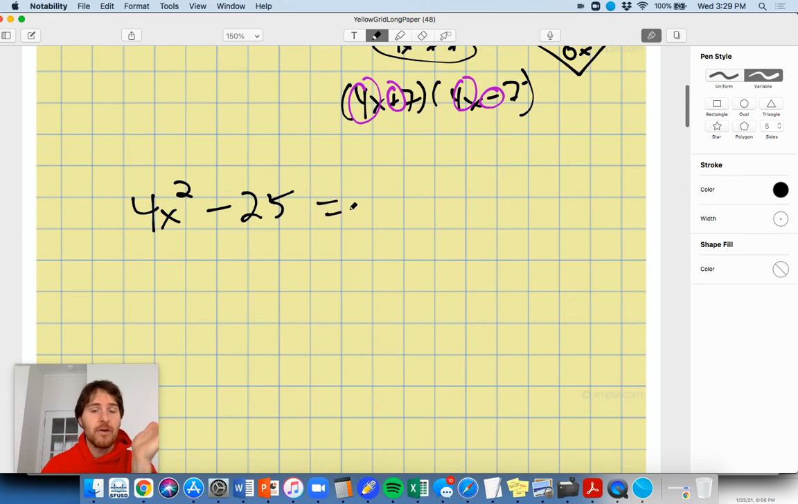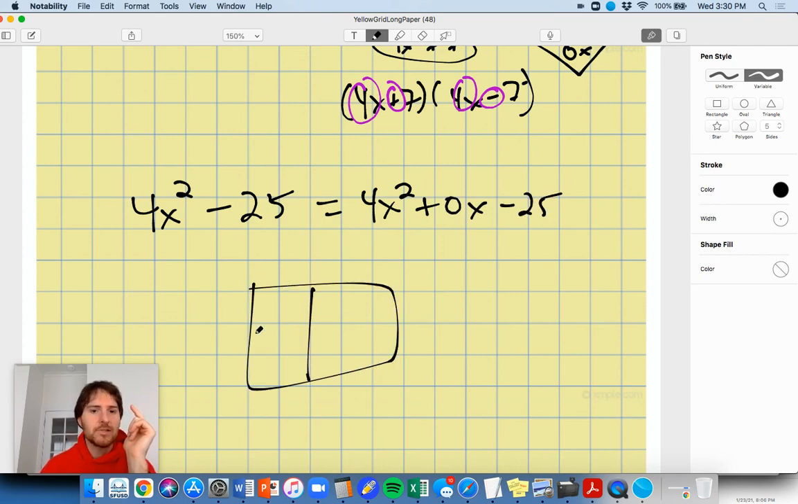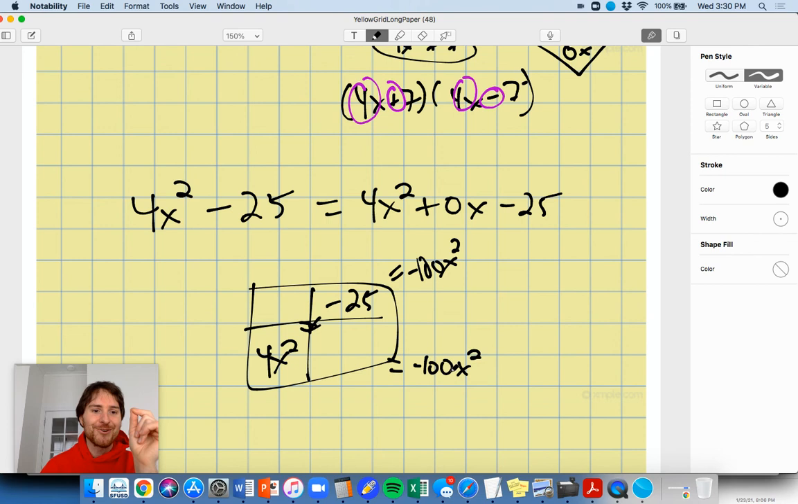What can I do? If I want to do the diamond and generic rectangle method, I can do 4x squared plus 0x minus 25. Puzzle time, baby. 4x squared goes here. Minus 25 goes here. We know that this diagonal multiplies to negative 100x squared. Ooh, what's the square root of 100? 10. There it is right there.